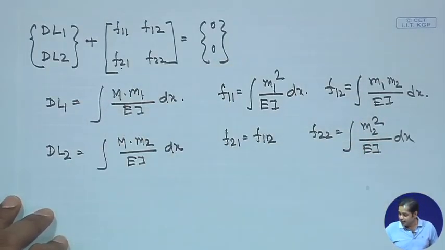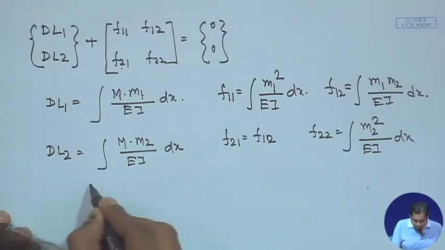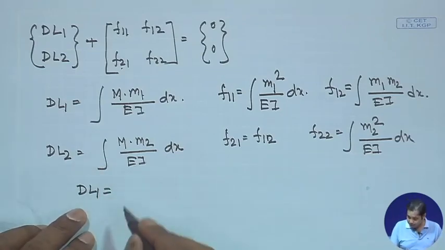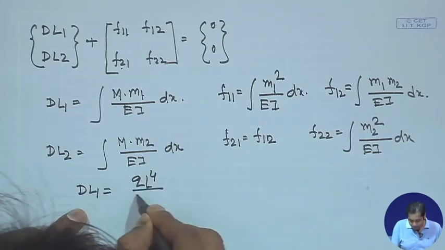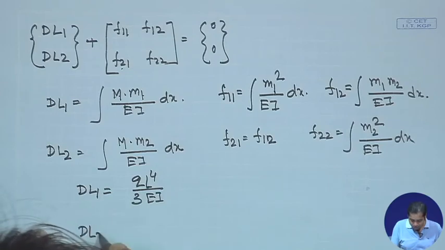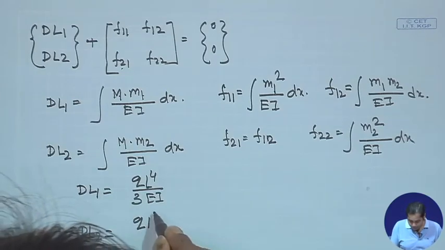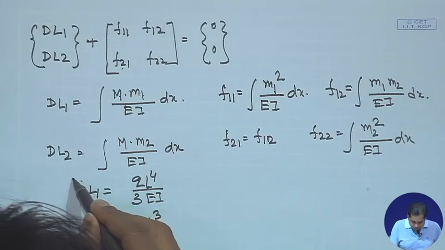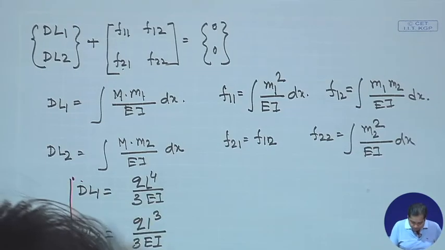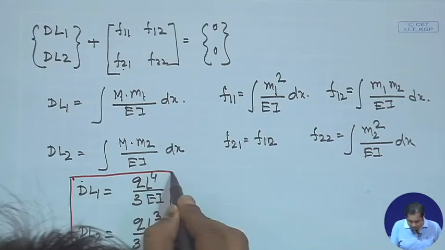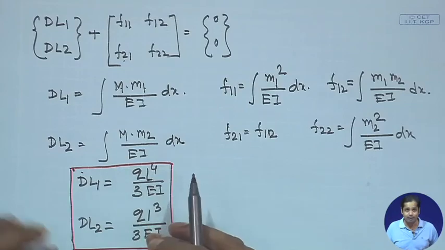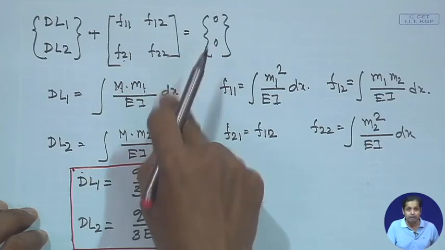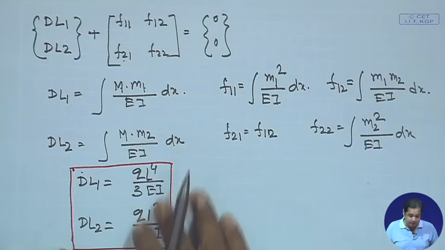And if we do that, then the expressions that we will get: dL1 will be the same as the previous example, which is qL to the power 4 by 3EI, and dL2 will be qL cube by 3EI. One good check is, so this is dL1 and dL2. Now, just by looking at these expressions, you can at least say whether they are correct or not. That depends on the integration, but whether they are wrong or not, you can say by looking at them.